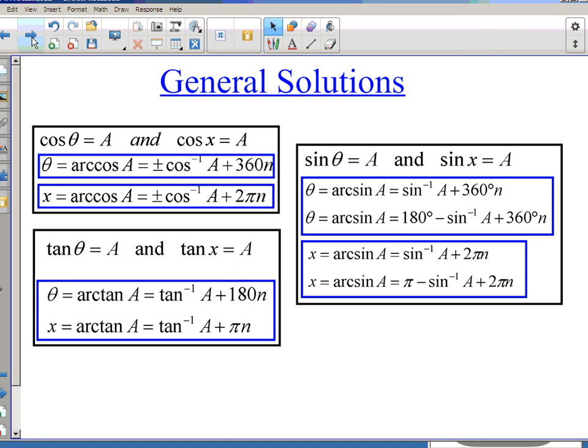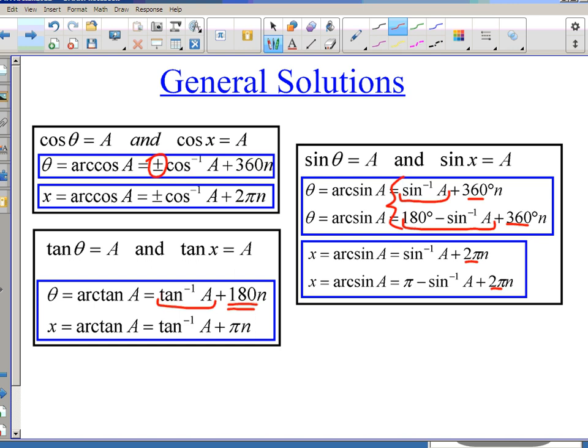And to point that out, just remember, cosine will have that plus or minus in front. It'll be a single line. Tangent won't have anything out in front, but it will be a 180 instead of a 360. And then sine, slightly different because it takes two lines, an inverse sine and a 180 minus the inverse sine. And then it's got the same kind of period as cosine. So there's all our solutions.